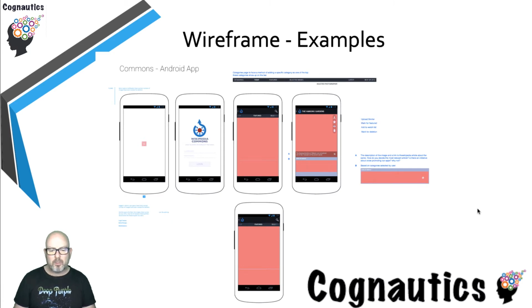So here's an example that I found on the web. This is Creative Commons, by the way. This is a mock-up of a phone, and it's showing what the color scheme, what the designs of a certain app might look like. And so this is the sort of thing that you're looking for.